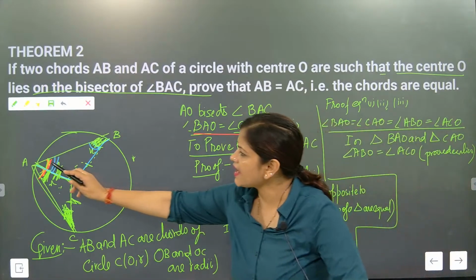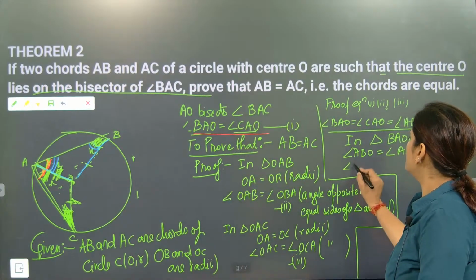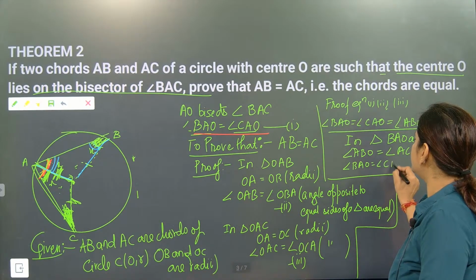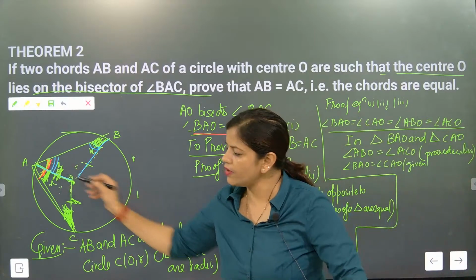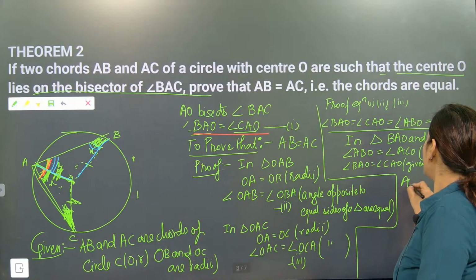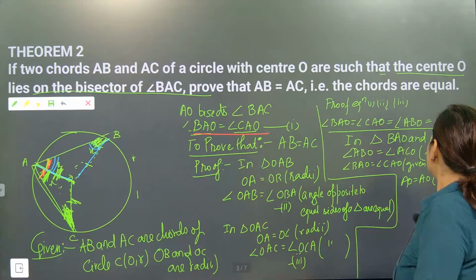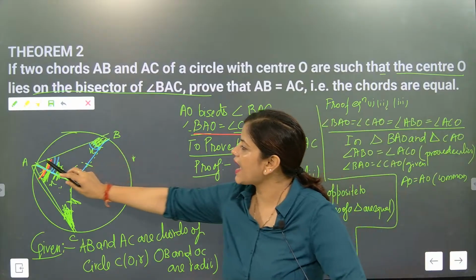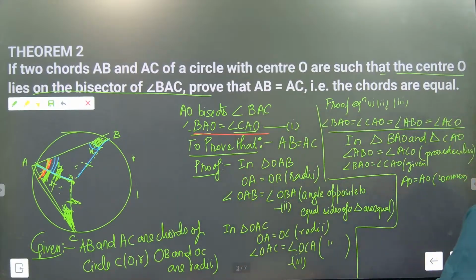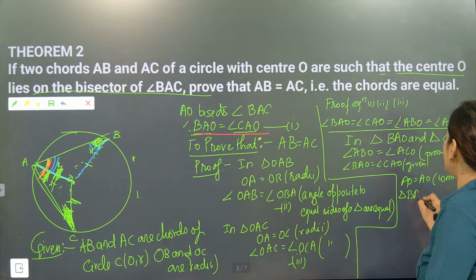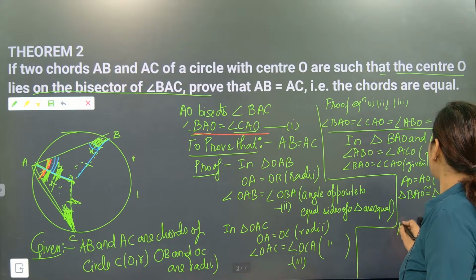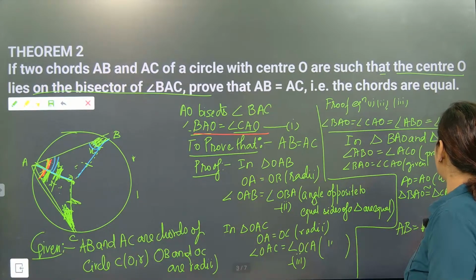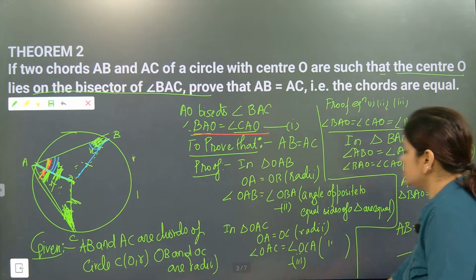Next, this angle is equal to this angle, already we know. Angle BAO is equal to angle CAO. This is given itself. Next, AO is equal to AO, common. So from angle, side, both triangles will become congruent. Therefore triangle BAO is congruent to triangle CAO by angle, side. Then by CPCT, AB is equal to AC. This is what we needed to prove.